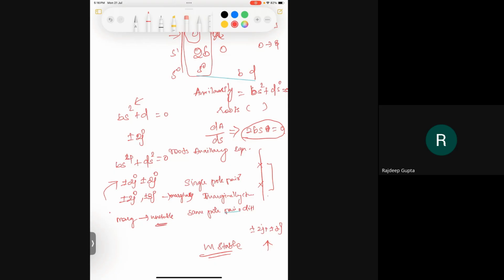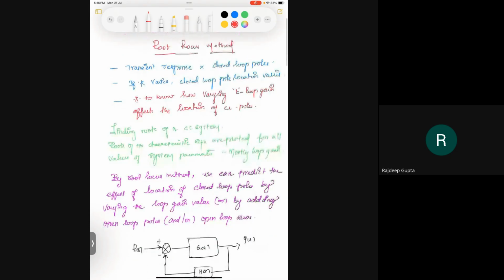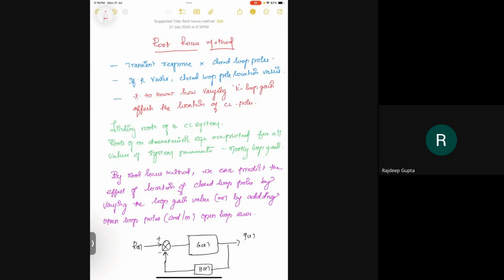Is it clear? Yes, ma'am. Right. Okay, I will move on to the new topic. This is another important topic in your quiz 2 syllabus, that is root locus method. Okay.